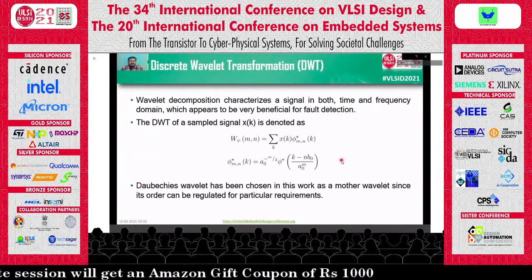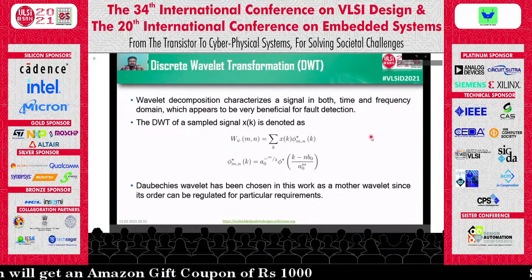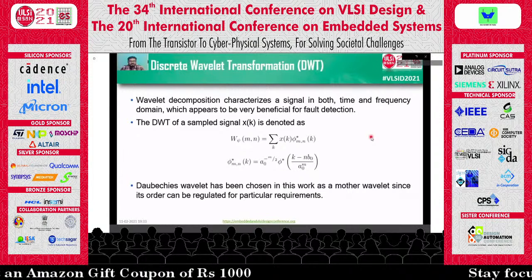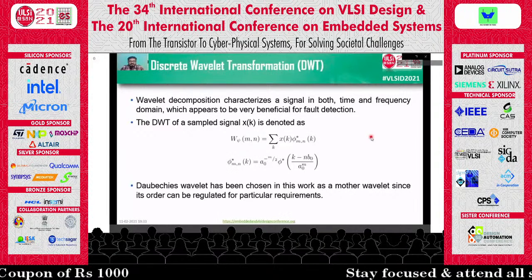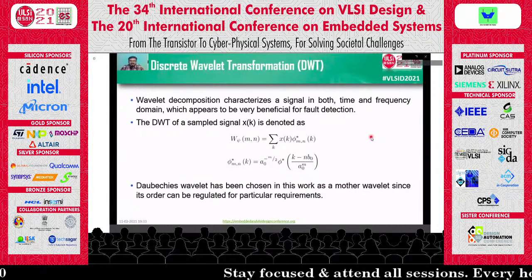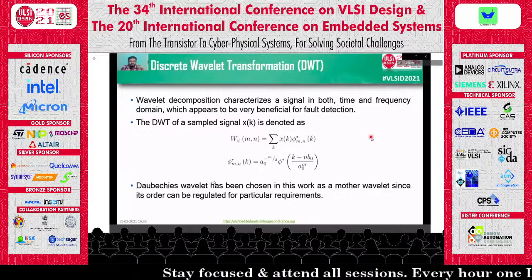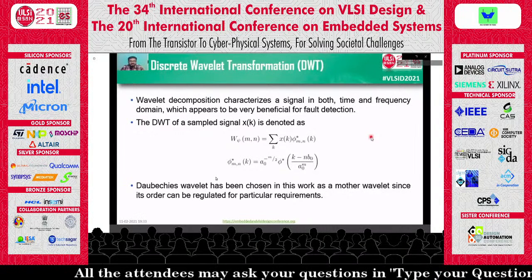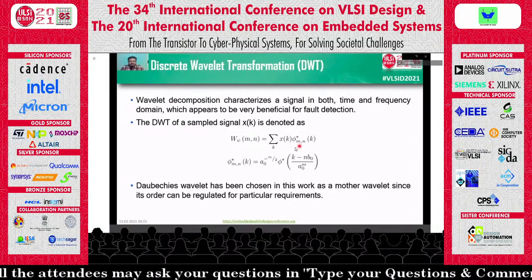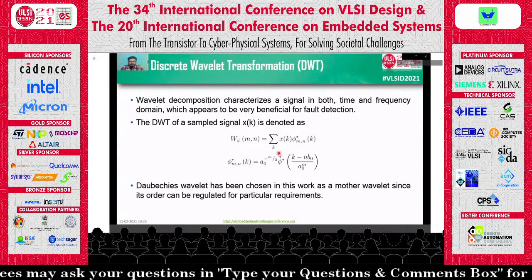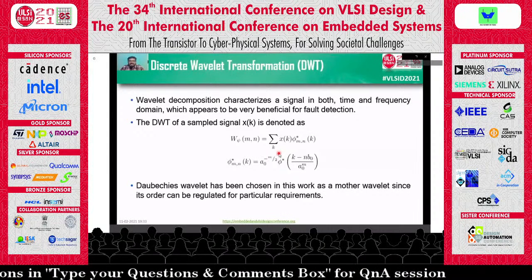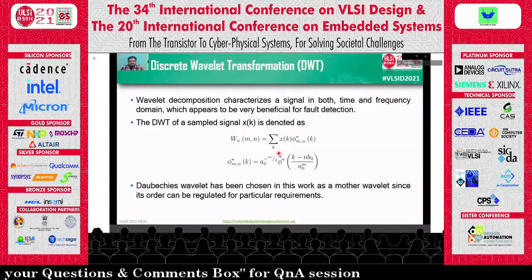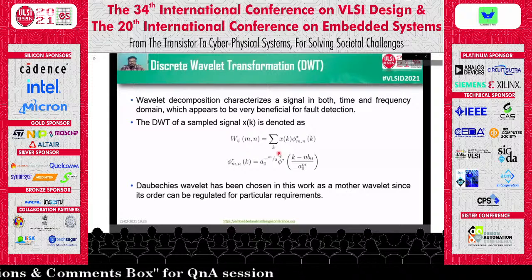In this slide, I will try to give a brief introduction on discrete wavelet transformation used for feature extraction for the proposed work. Fourier analysis is a frequency domain analysis of a signal, so the information about the spatial distribution is missing in case of Fourier analysis. On the other side, wavelet decomposition characterizes a signal in both time and frequency domain, which appears to be very advantageous for testing of analog circuits. A discrete wavelet transform of a sample signal is denoted by this equation, where phi is the mother wavelet. A mother wavelet is an oscillating function with finite energy and zero average. In this work, Daubechies wavelet has been chosen as the mother wavelet as its order can be controlled as per the required problem.